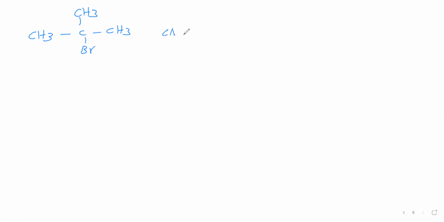So in the common name, we say tertiary. Next, 4 carbon atoms are present, therefore we call this butyl. Br is called bromide. So this common name is tertiary butyl bromide.